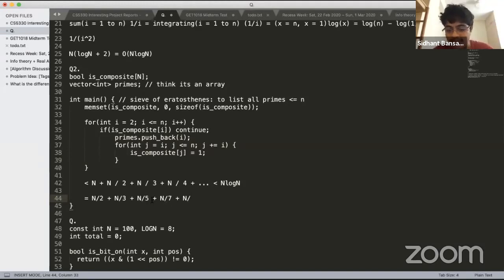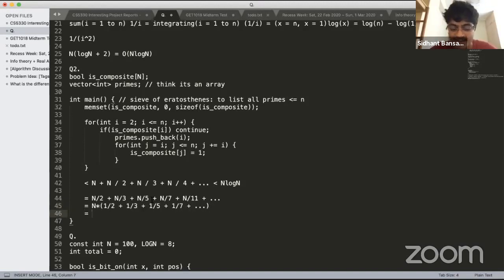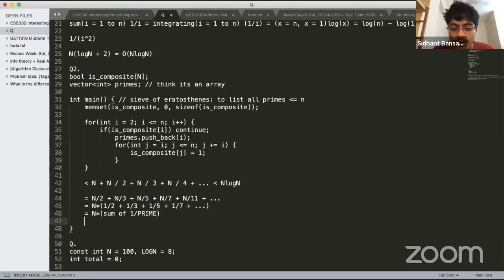Basically, in the denominator, we only have prime numbers. So if you take out the n common, we get half plus 1/3 plus 1/5 plus 1/7, and so on, which is equivalent to saying n times the sum of 1 by prime, where prime ranges over all the primes less than n. I don't remember offhand the proof of why this comes out to be log log n. This thing, 1/2 plus 1/3 plus 1/5 plus 1/7, comes out to be log of log n. I don't really remember the proof.